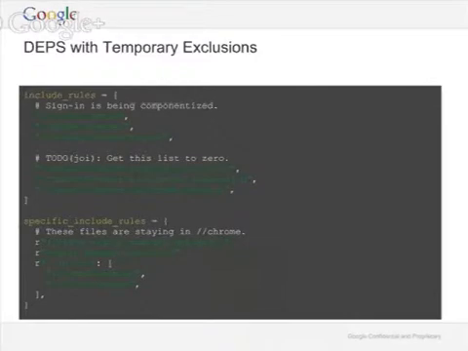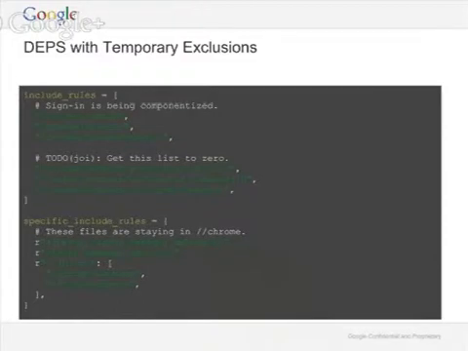And then at the bottom, we have a section called specific include rules. And I've actually identified a few files that will stay in Chrome. They won't be moving with the component. And so for those files, I'm saying plus Chrome/browser plus Chrome/common. They're allowed to depend on the rest of Chrome.